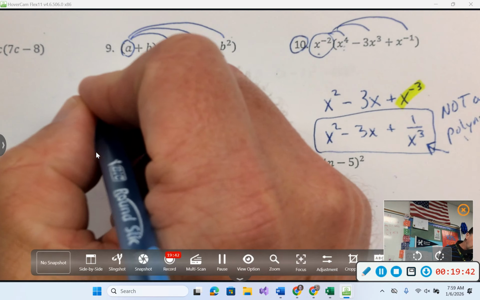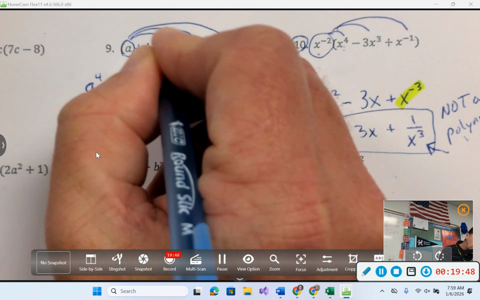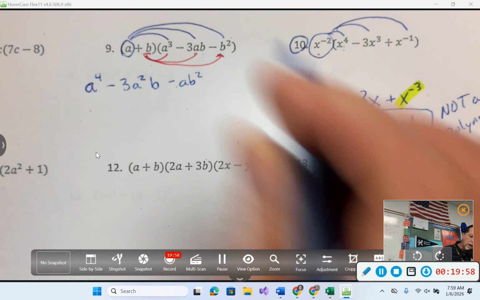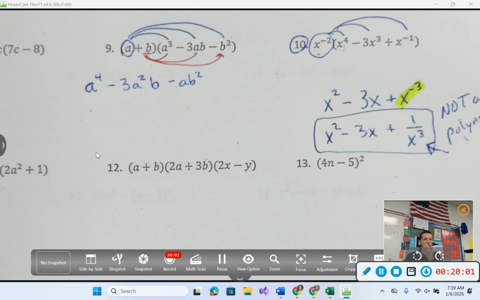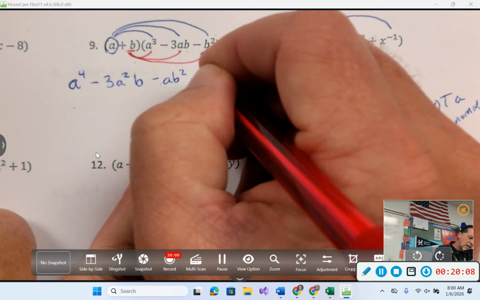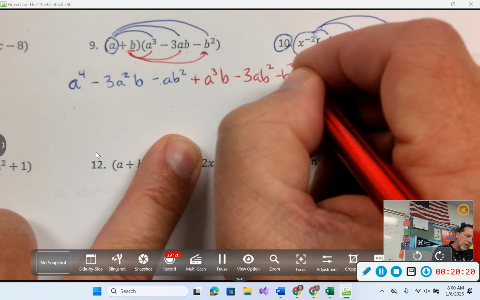So the A to everybody would be, I'm going to start over here to the left because I got 6 terms to fit in here. A to the 4th minus 3a squared b minus ab squared. That's the A stuff. And then the B to everybody, A cubed B minus 3 AB squared minus B cubed.